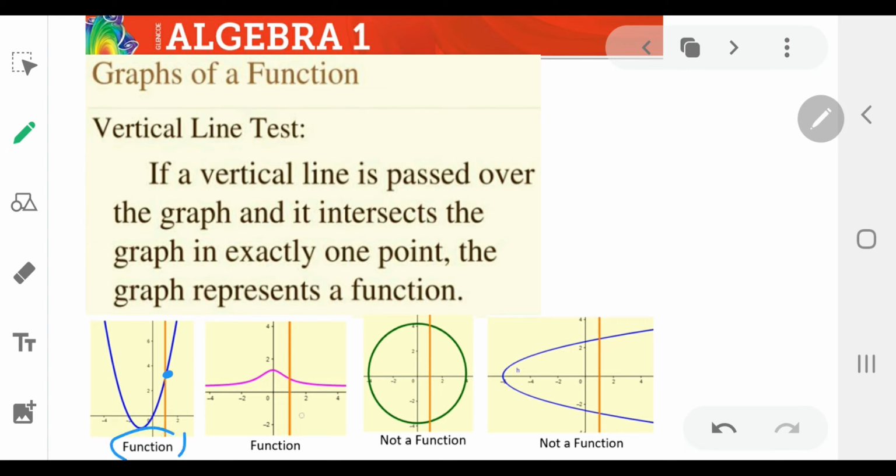For the next graph, if you draw any vertical line anywhere, it would cross the graph in exactly one point, so again, it is also a function. For the third graph, if you draw any vertical line, like this orange one, it would cross the graph in 2 points, more than one, so that's why it is not a function. Exactly like this one also: when you draw a vertical line, it passes through more than one point, so it's also not a function. So this is how to identify a function graphically using the vertical line test.